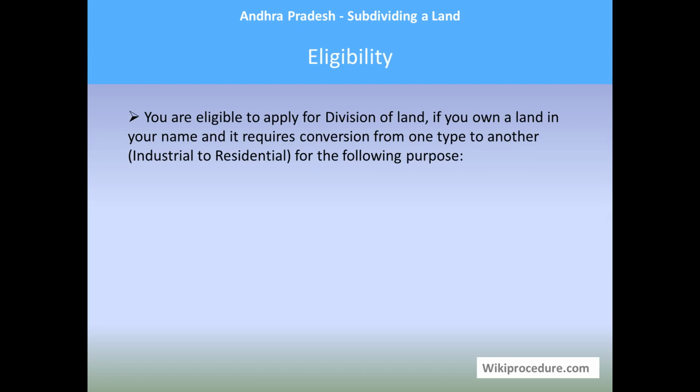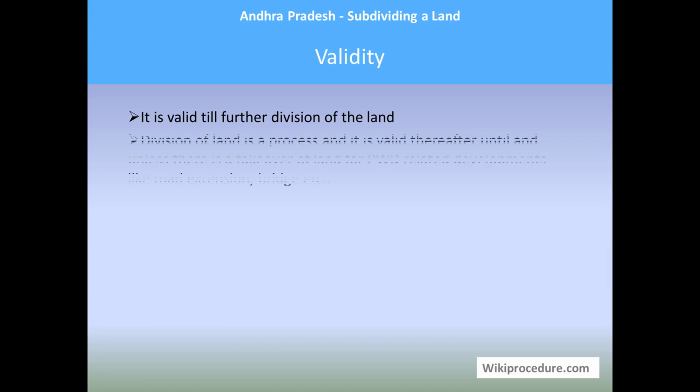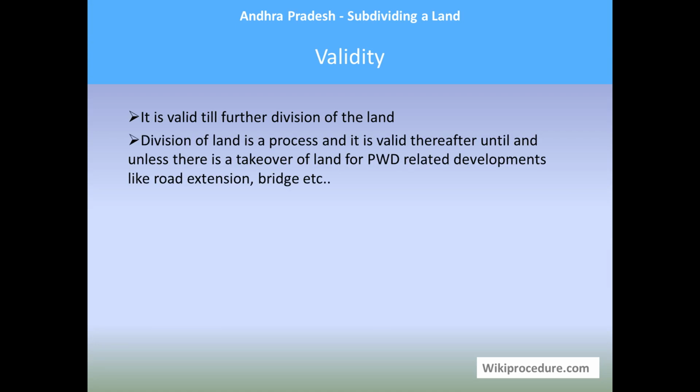Eligibility. You are eligible to apply for division of land if you own land in your name and require conversion from one type to another, in this case industry to revenue, for the following purposes: construction of house, construction of commercial establishments, marking plots for real estate development of the site. Validity. It is valid till further division of the land occurs. Division of land is a process that is valid thereafter until and unless there is a takeover of land for PWD related developments like roads, extensions, bridges, etc.